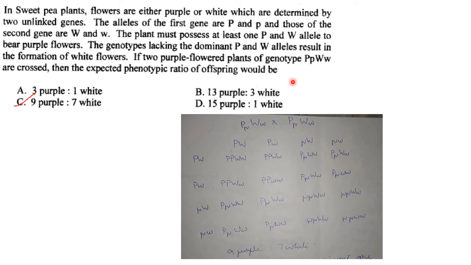So I have made the cross here, I have drawn the Punnett square, and I have counted the number of purple and white flowers, and I got 9 purple and 7 white. So the answer is option C. You can go through the Punnett square.